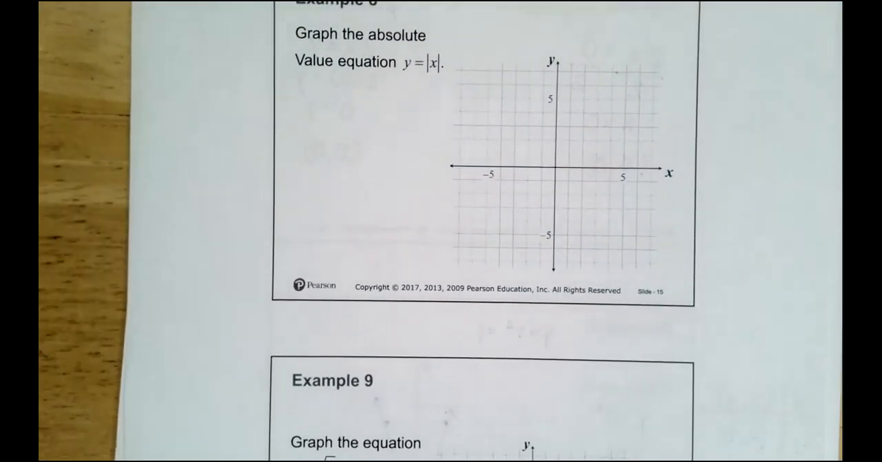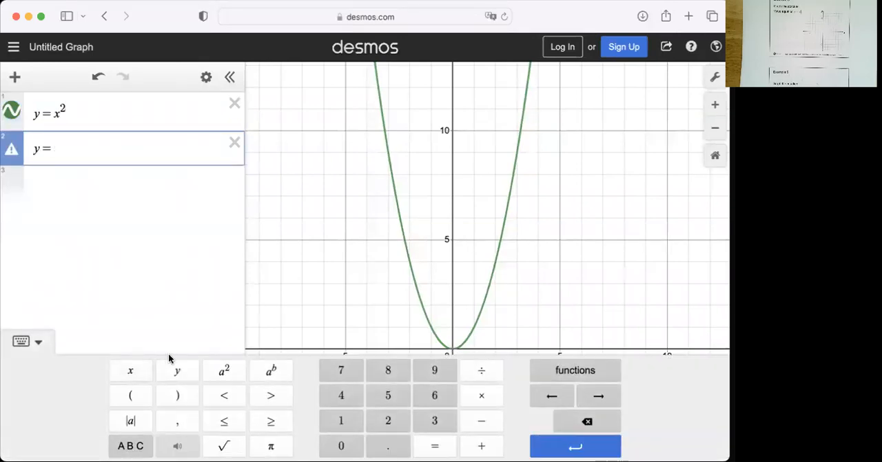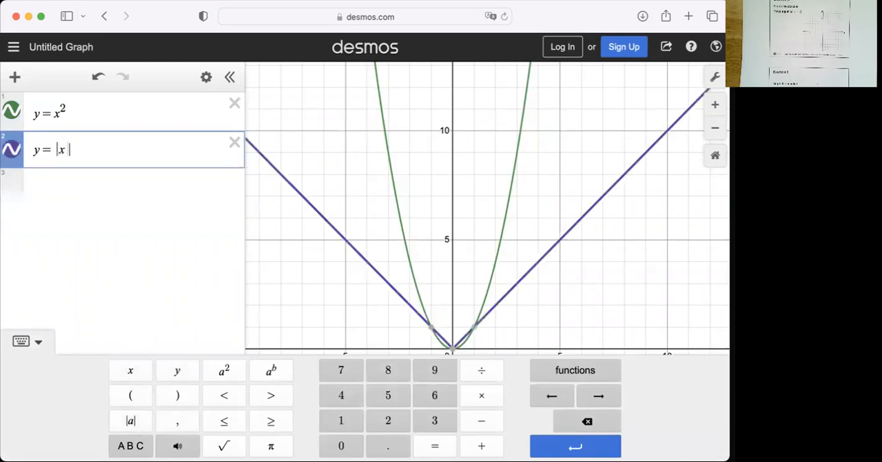Example 8 asks us to graph the absolute value equation, y equals the absolute value of x. Again, fastest way to do that: y equals, come down here to show keypad. Look at it. It's right there with an A in between it. Absolute value of x. Done.